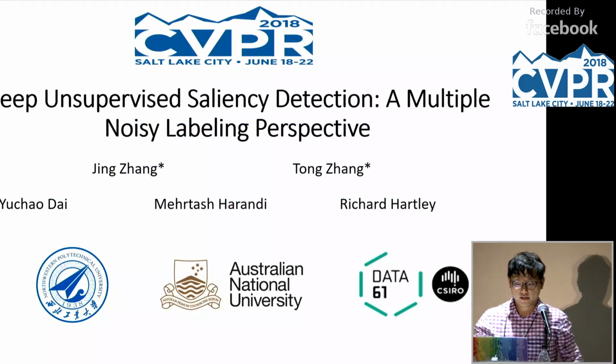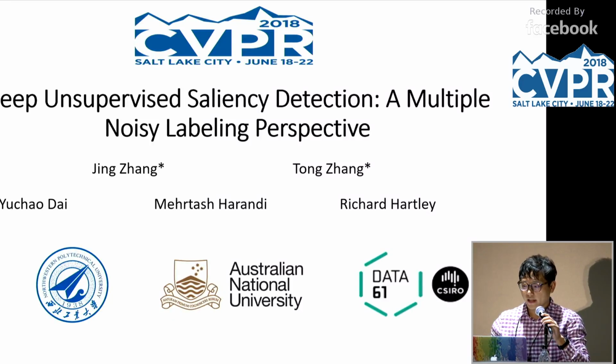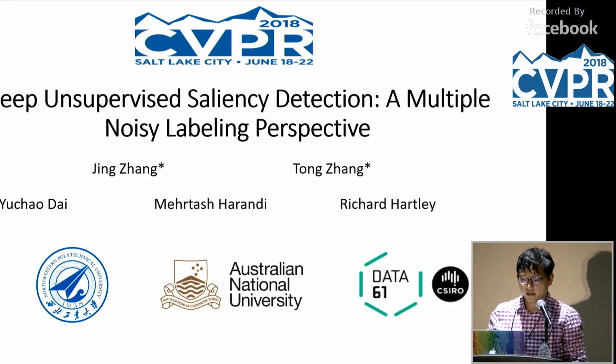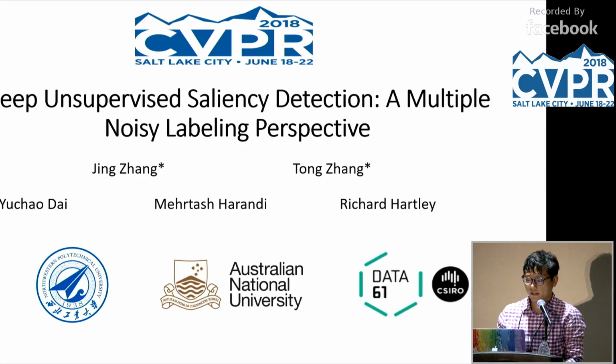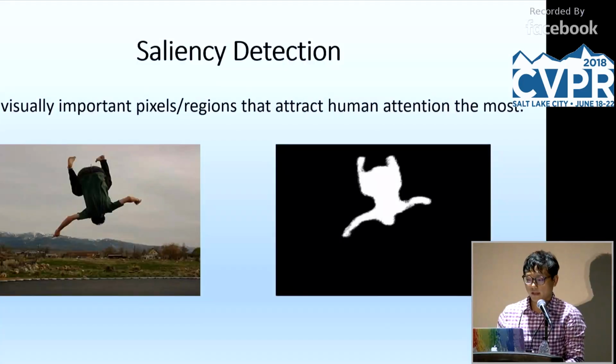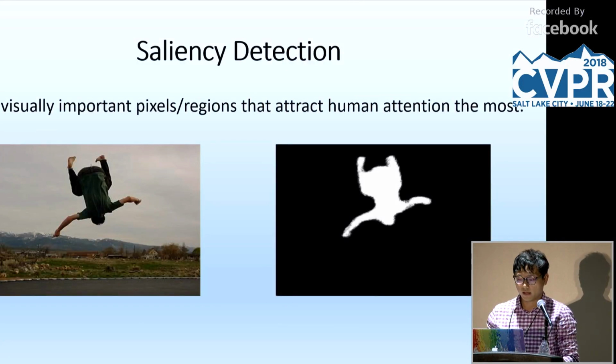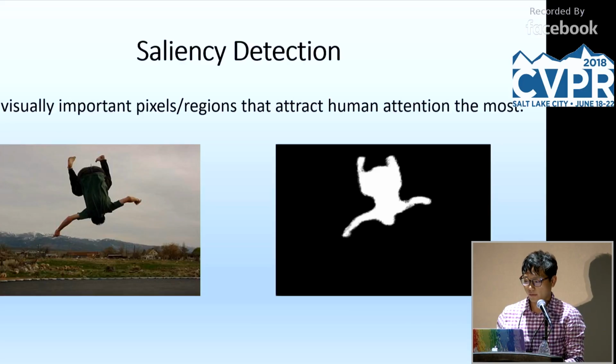Hi, this is Chong from Australian National University, and this is a joint work with Qingnan and our advisors, Xiaodong, Haeffele, and Richard Hadley. I'm going to present our work on deep saliency detection from a supervised learning perspective. What is saliency detection? It aims to locate visually important pixel regions that attract human attention most, given an input image, and generate an output which highlights the salient objects.